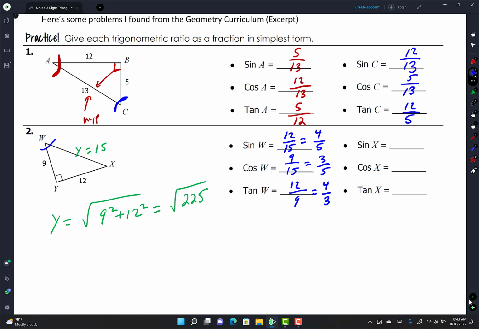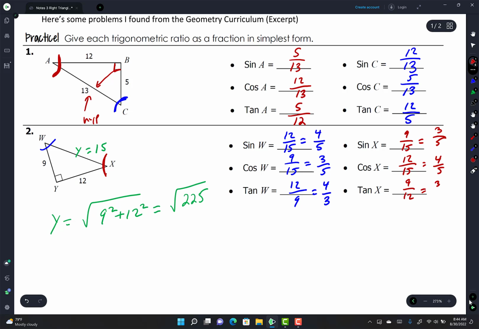Are we feeling okay? All right, I'm going to go ahead and use red for x. It says sine x, opposite over hypotenuse. So 9 over 15. 3 goes into 9 3 times. 3 goes into 15 5 times. Cosine x, adjacent over hypotenuse. 12 over 15. So 4/5. And then tan x, opposite over adjacent. 9 over 12. So 3/4. Are we getting better?